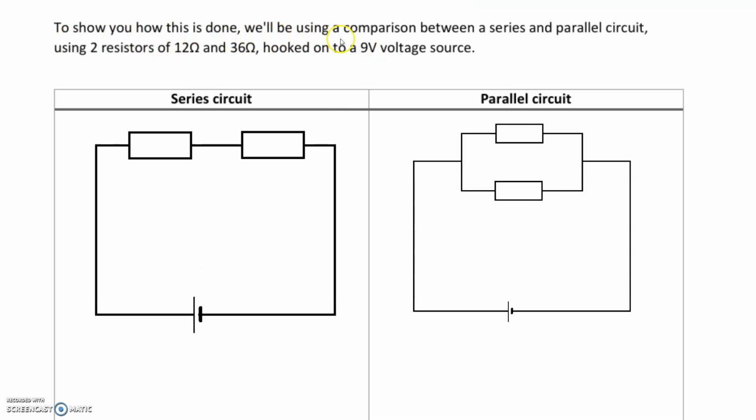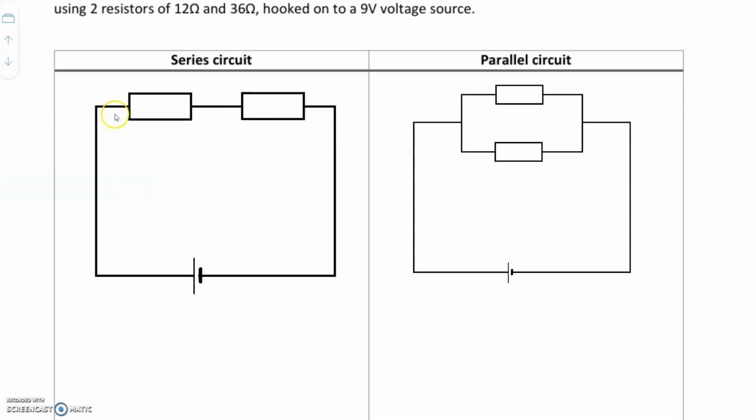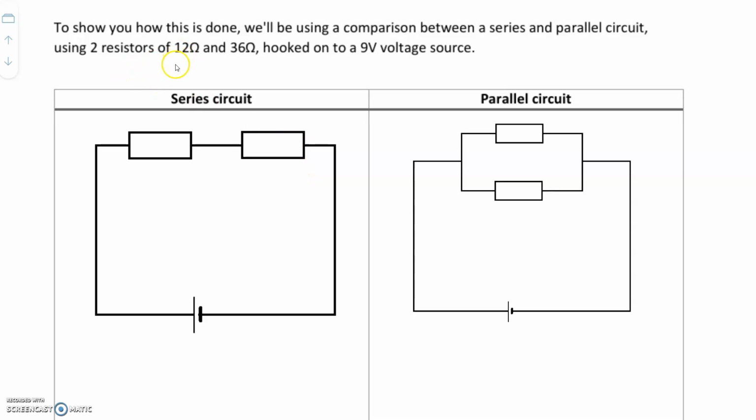To show the difference, I've made some very basic and very simple circuits, both of which use two resistors, one of 12 ohms, while the other one is 36 ohms. And we do the exact same thing for the parallel circuit. We make this one 12 and this one 36 in this case.